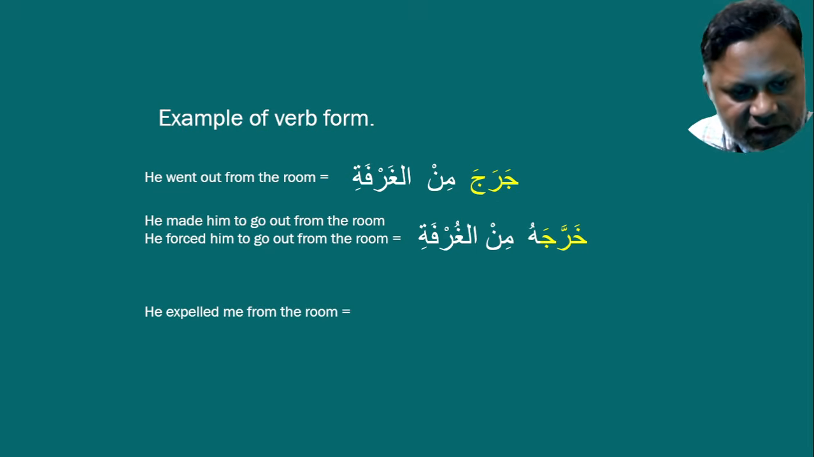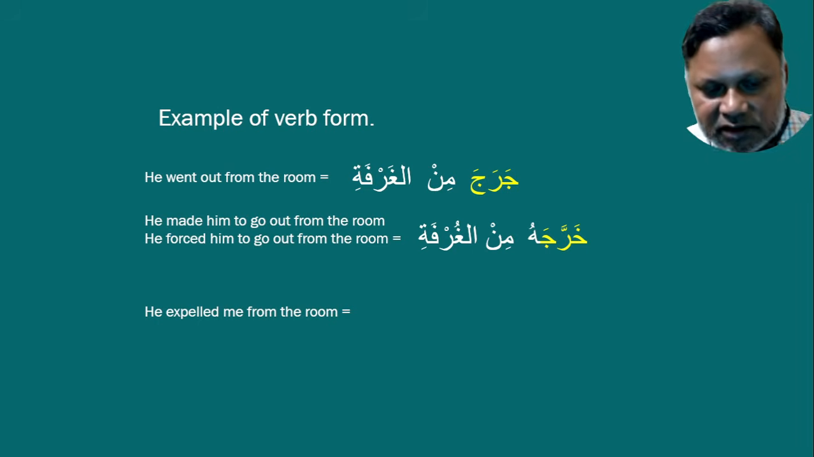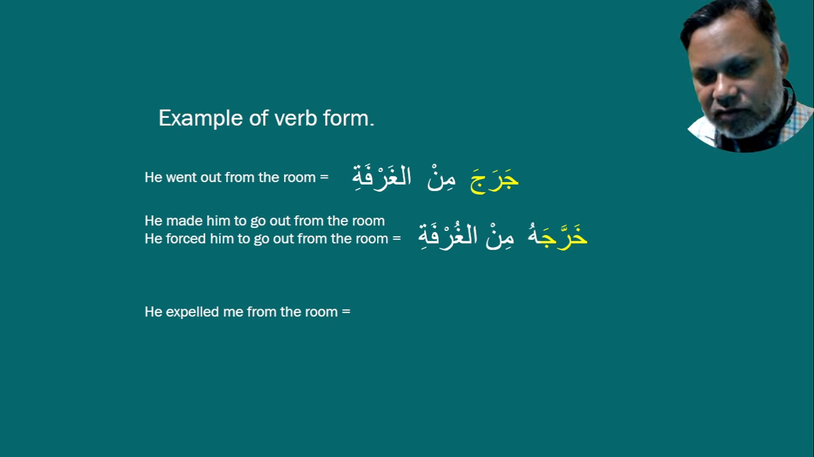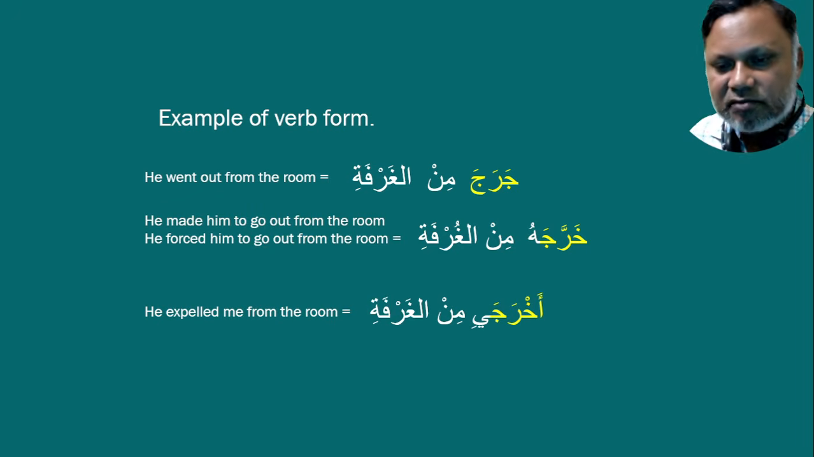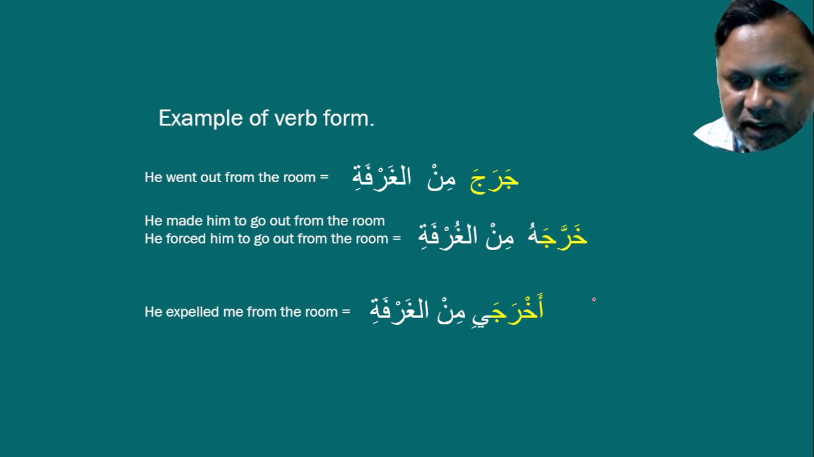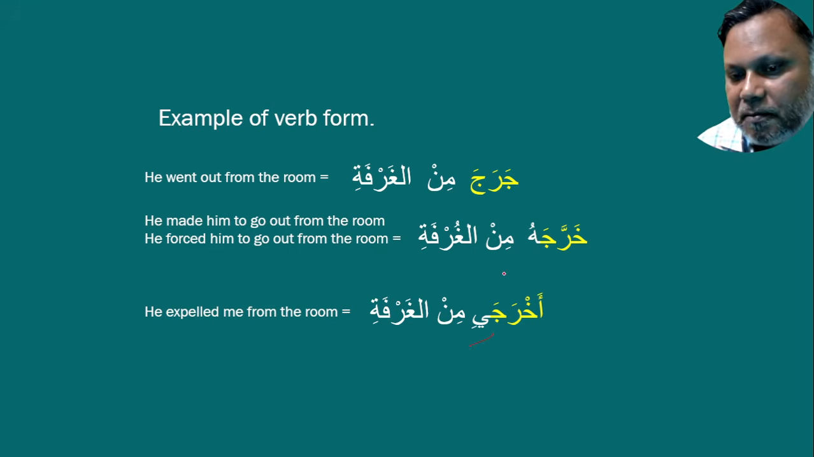Now, if we want to say he expelled me from the room, some more intensifying action, then to express this, again a new verb comes in, akhraja. Akhraja, the i means me. This is the object pronoun. Akhrajani, he expelled me min al ghurfati.